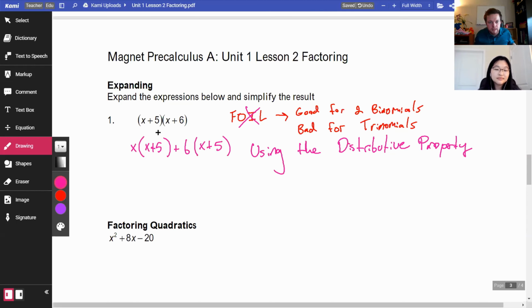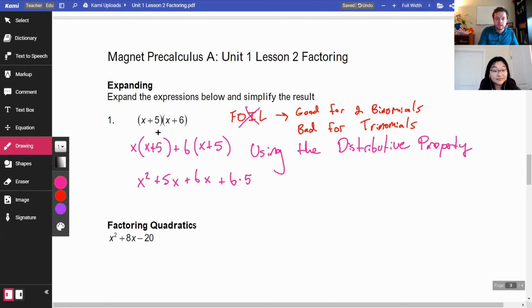I think I didn't mess anything up. Cool. All right, we'll do the distributive property again. X distributed to x is x squared. X distributed to 5 is 5x. 6 distributed to x is 6x. And 6 distributed to 5 is, and I'm actually going to be a little bit clever here because I want everyone to notice something. I'm going to leave it as 6 times 5 rather than the number 30.